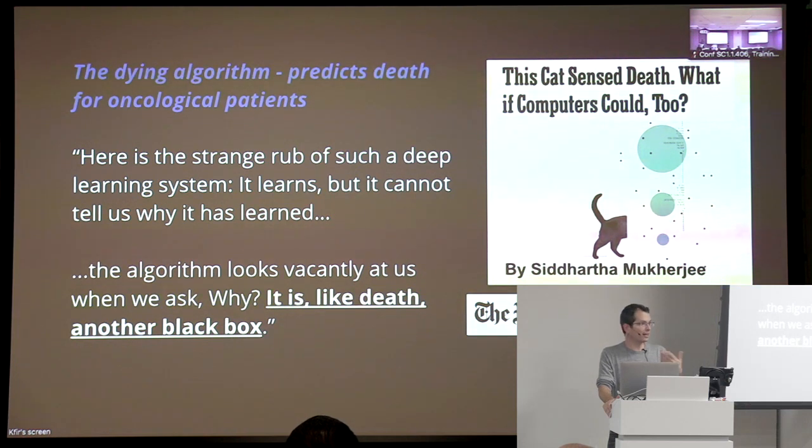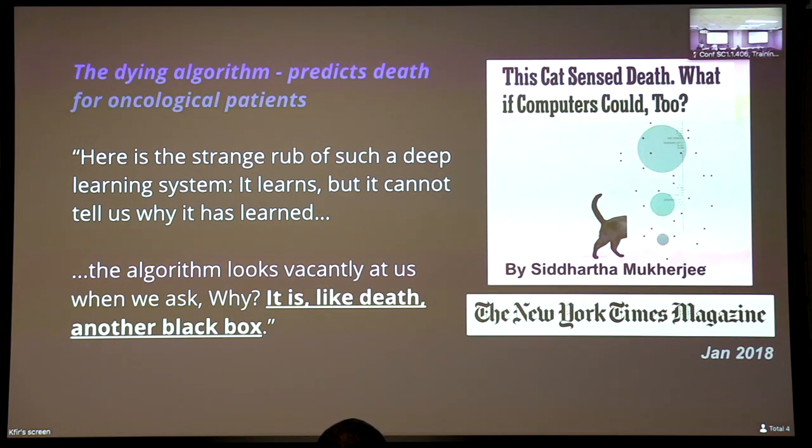And while the algorithm worked pretty well in terms of accuracy, better than the doctors in the department, they couldn't understand what the algorithm is doing, right? So for them, it's kind of illegal to use that, because they can't just sit in front of an oncological patient and tell them that they have a few months to live, and it's just because the algorithm said so, right? And he said, the algorithm looks vacantly at us when we ask why. It is like death, another black box.